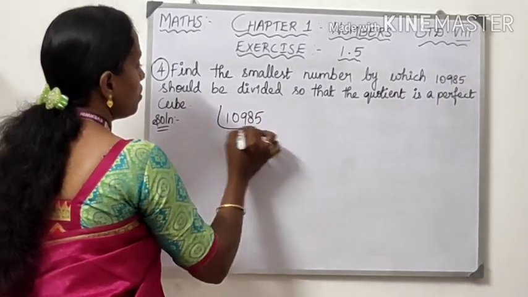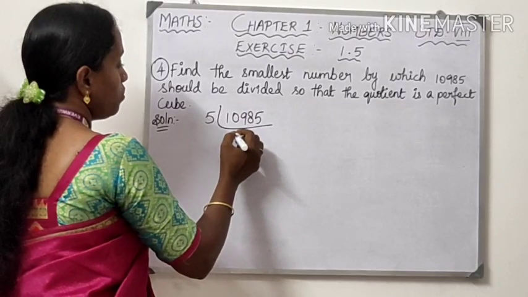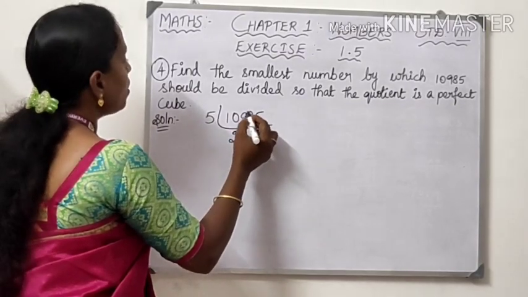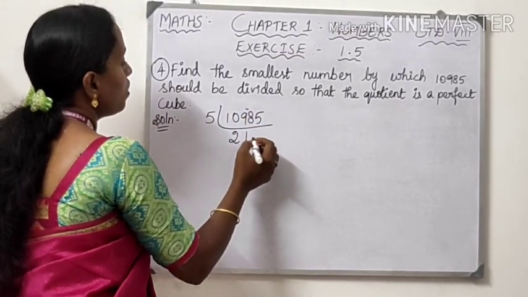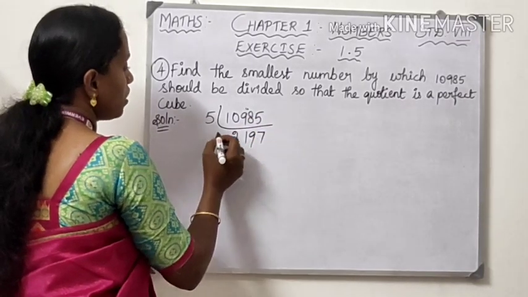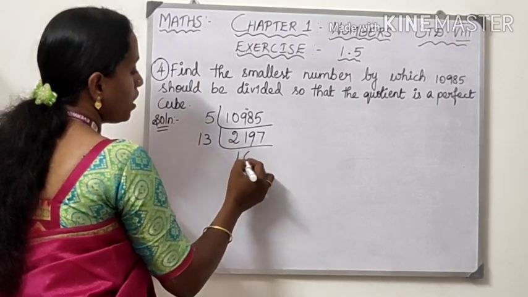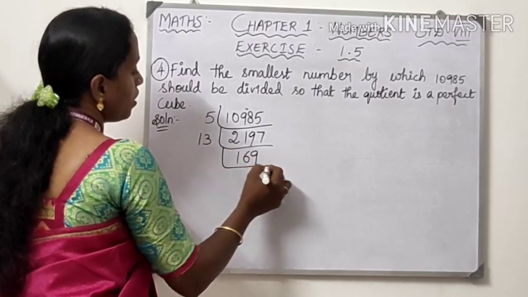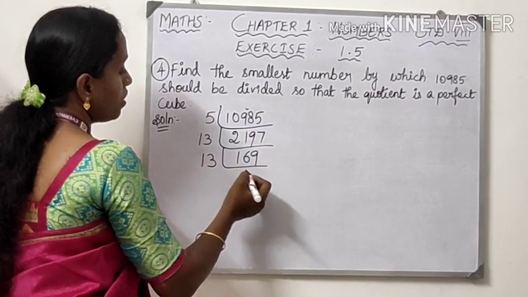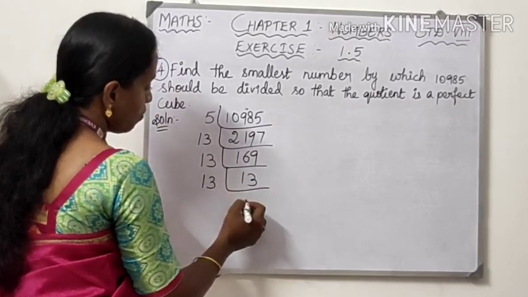10,985. So using the prime number 5, 5 2s are 10, 5 1s are 5, balance 4, 5 9s are 45, balance 3, so 5 7s are 35. Then using the 13 table, if I divide this, I'll get 169. Then again using the 13 table, 13 13s are 169, again 13 one time.